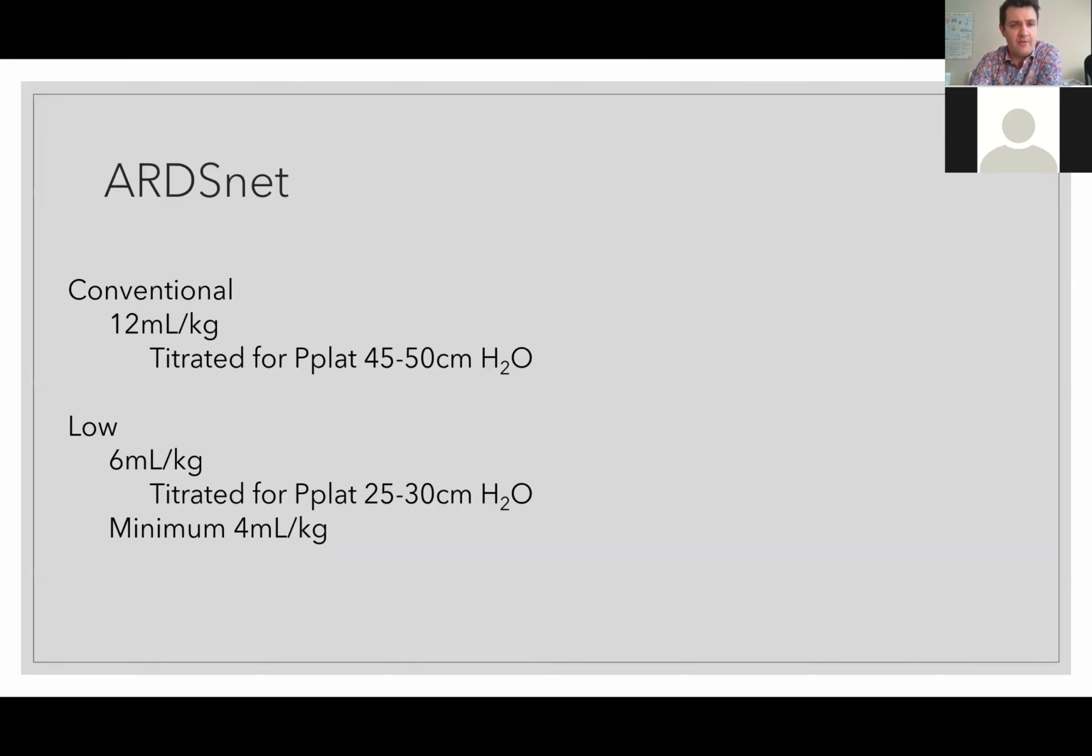Now, 2 important caveats to this. What weight are we talking about? And then what is the impact, if you can imagine a very poorly compliant lung, what is the impact of having 4 to 6 mLs per kilo of tidal volume?